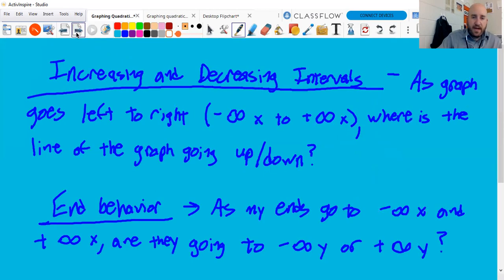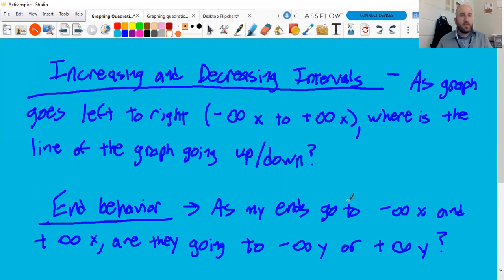So, last couple, increasing and decreasing intervals. As the graph goes left to right, negative infinity x to positive infinity x, where is the line of the graph going up or down? I'm going to do that one down below in a minute. Let's talk about end behavior though first.